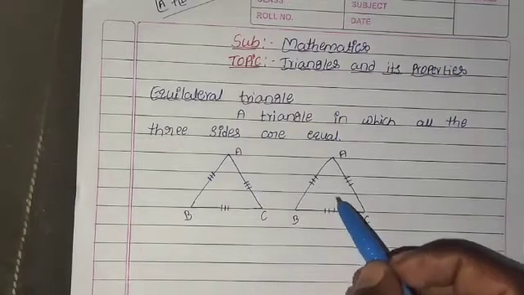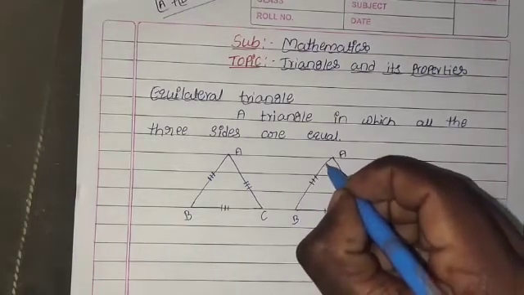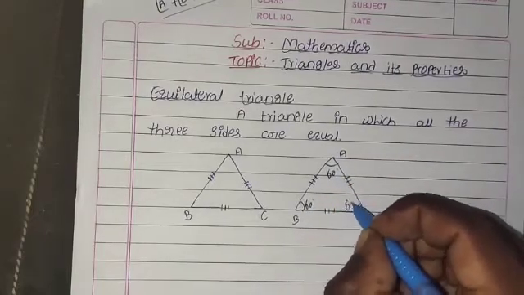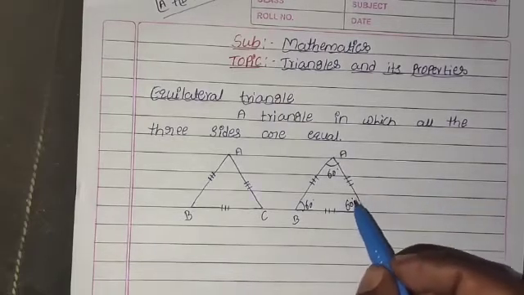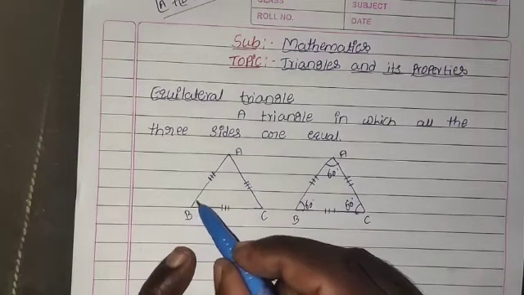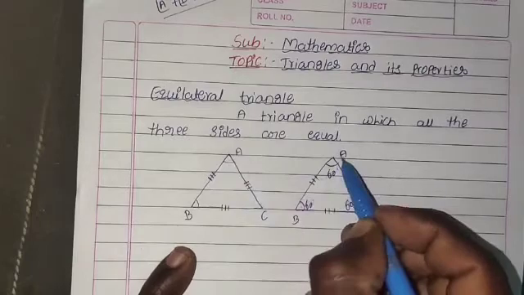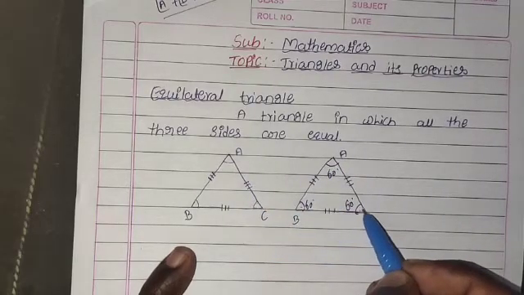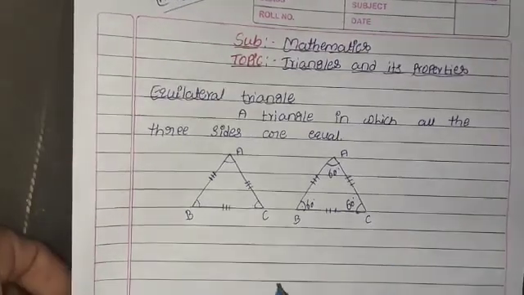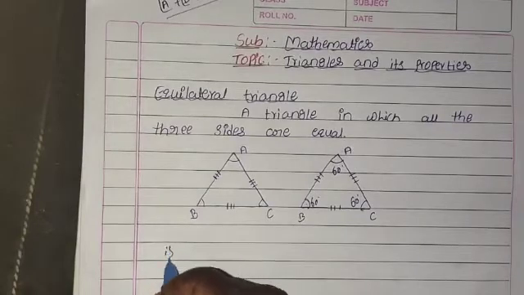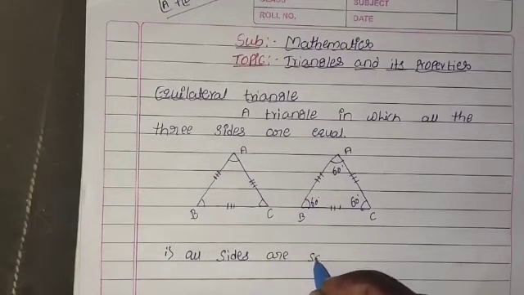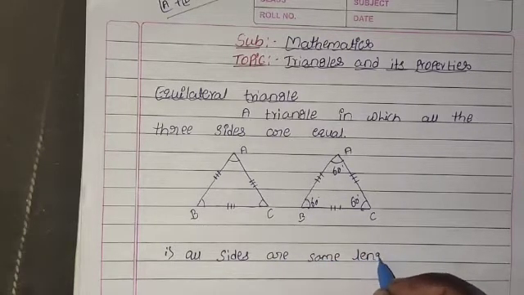Just listen here: this is 60 degrees, this is 60 degrees and this angle is also 60 degrees. When I place this triangle on this triangle, this angle is equal to this, this angle is equal to this, and the C angle is equal to the C. By observing this, in an equilateral triangle all sides have the same length.